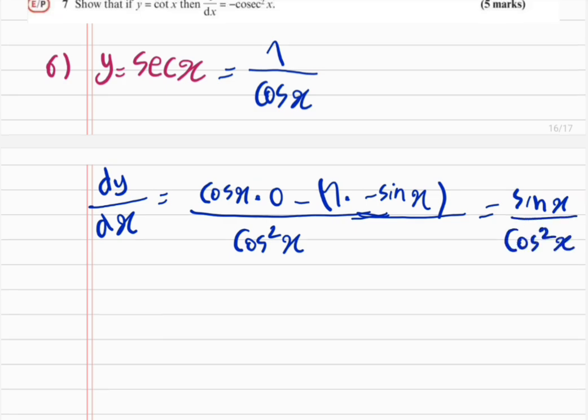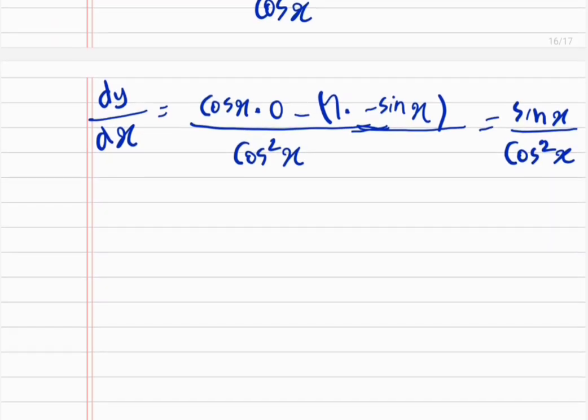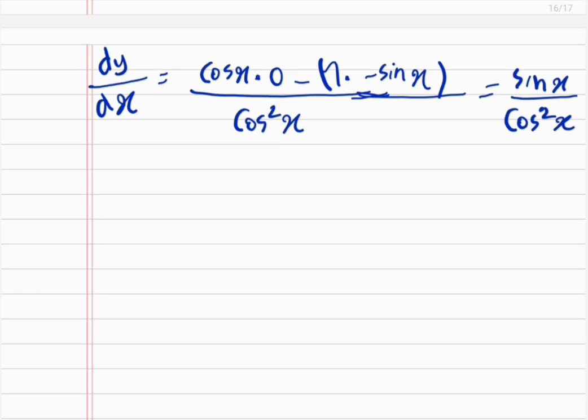So this is a derivative, but the question is asking us to show that this is equal to sec x tan x. So this means we need to continue and use trigonometric identities in order to get to that form. But this is the derivative. You can leave your answer in this form, but it's not the nicest form.